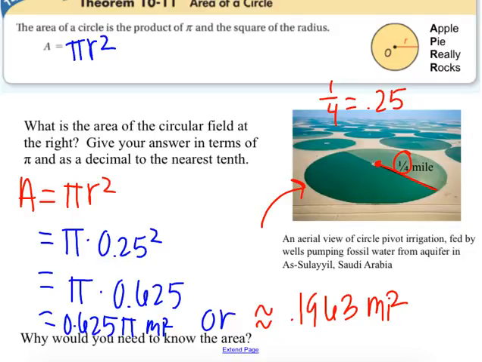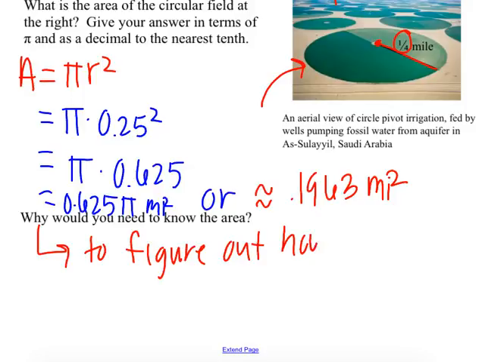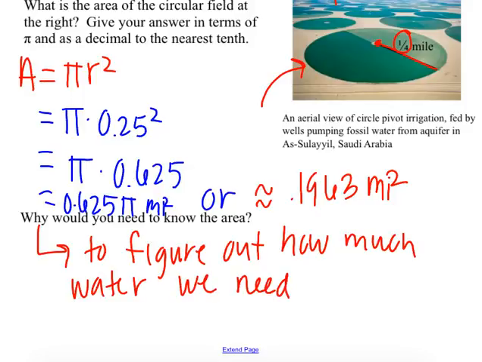It says this is irrigated, fed by wells pumping fossil water from an aquifer. That's exciting. Why would we want to know the area of this? Well, we could figure out how much water would I need to water this field? So, figure out how much water we need. Or you could see what your field would yield, like how much money would you make off this field, or your profit of that field.